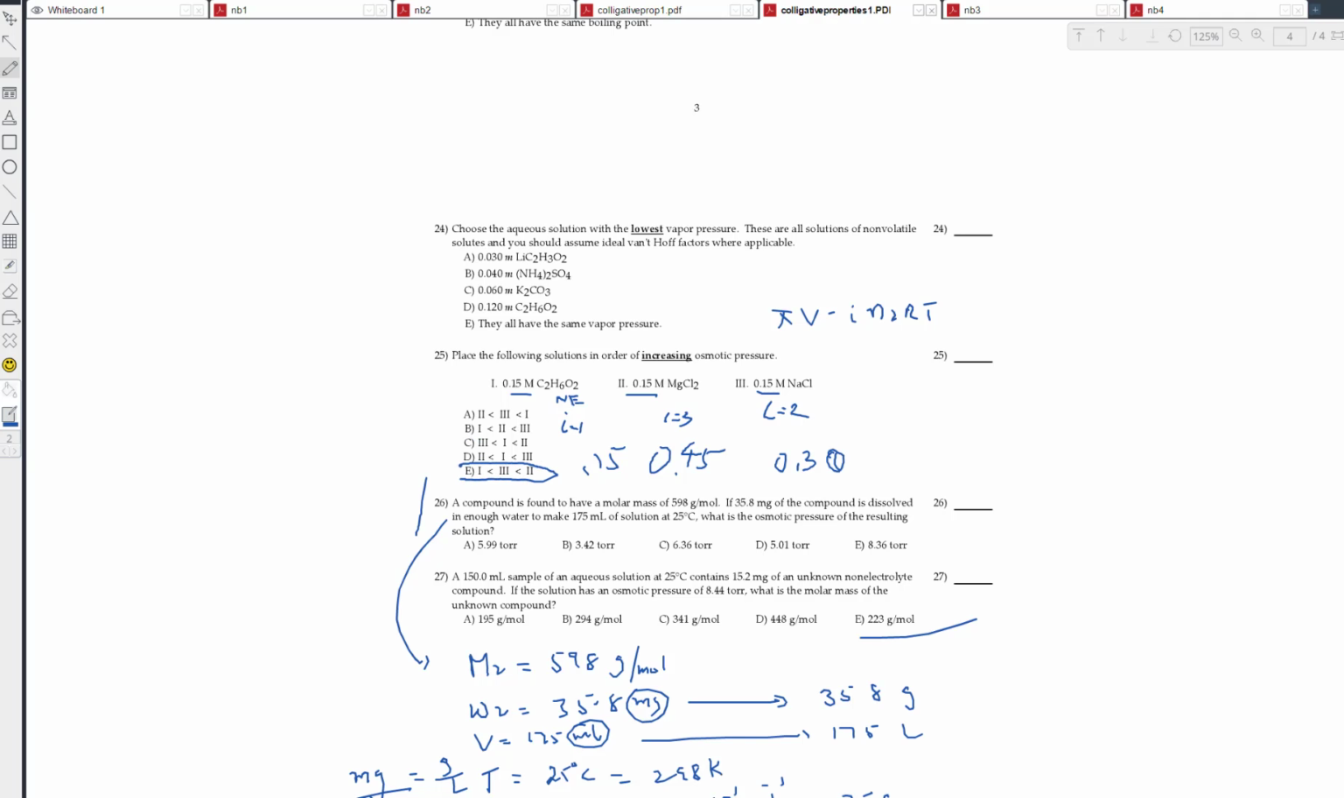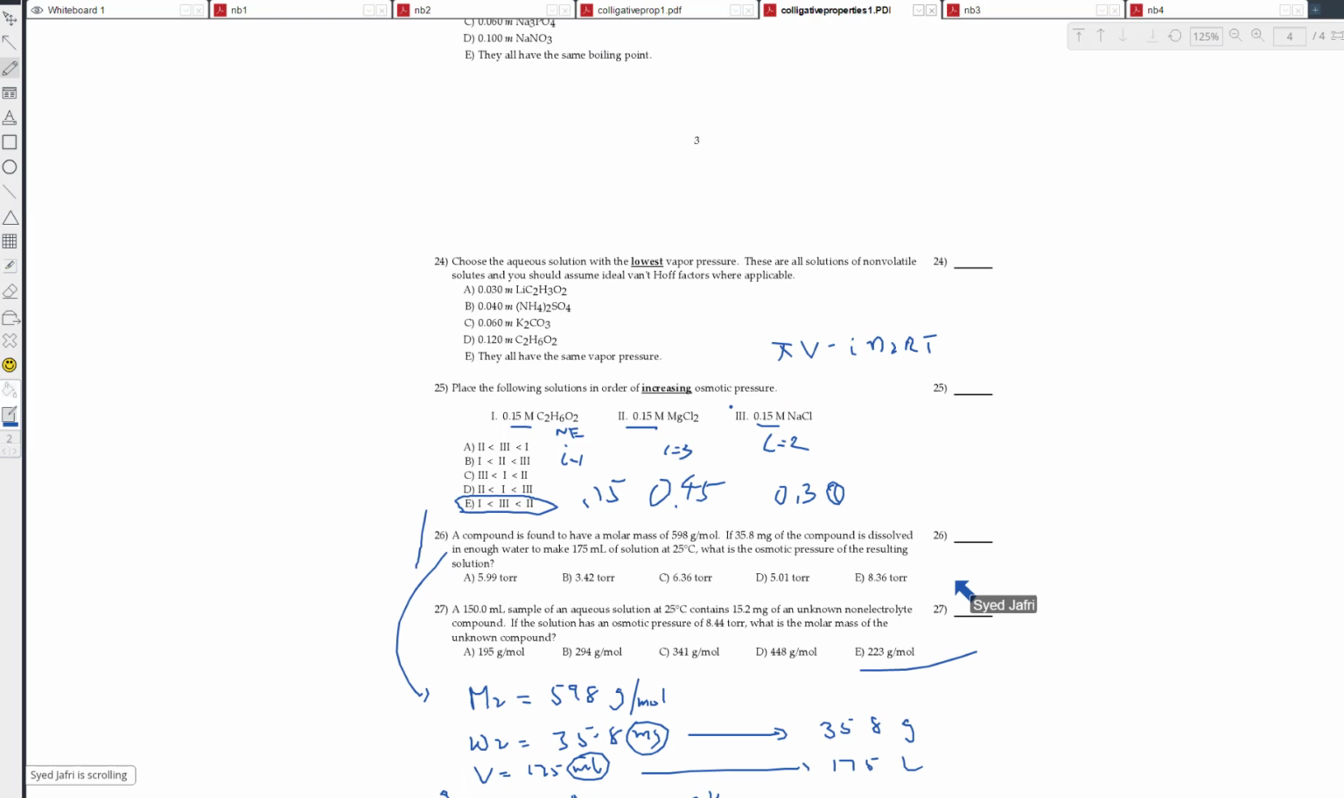You are right. You have to multiply by I only when the concentrations are different. If the concentration is the same, don't worry about it, just look at the I. It saves time, so do it by the I factor.